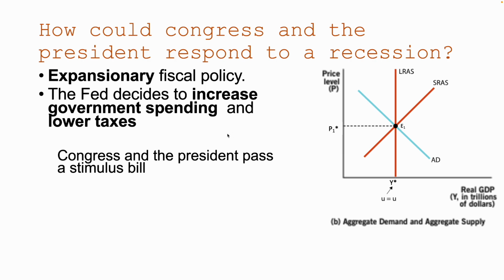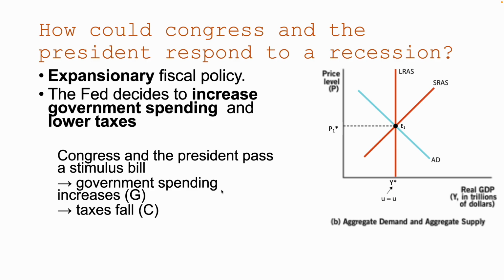which would maybe be a combination of raising government spending. They could spend more money on the military. They could build new roads, new dams, new schools. That's going to boost the G, government spending component of aggregate demand. And they could also lower taxes.